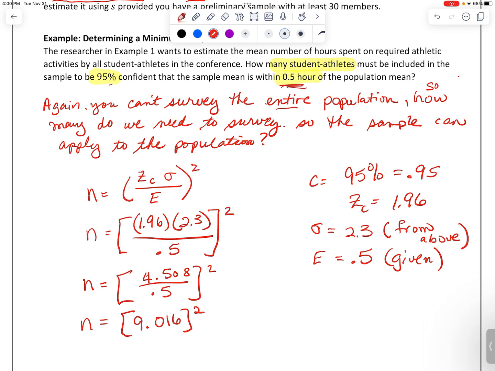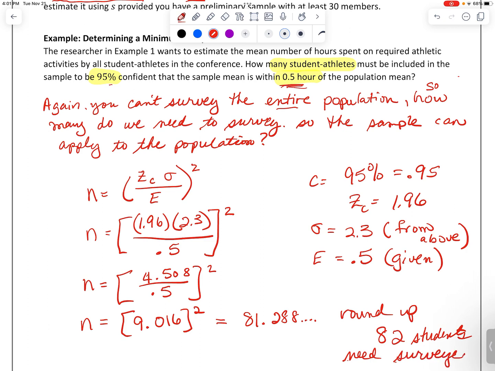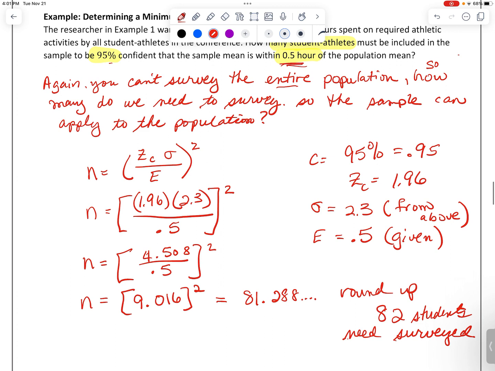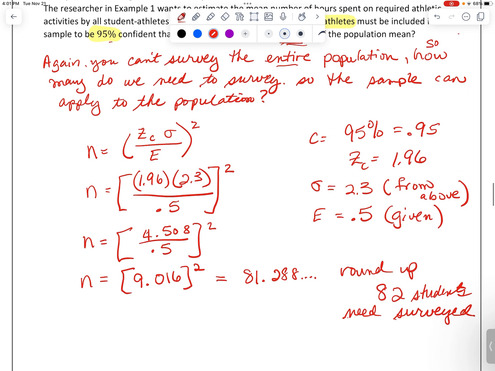9.016. And then finally, if I square that, I get a long number. So I get 81.288 blah, blah, blah. Remembering that we're always going to round up. So I'm going to round up to 82 students need surveyed. 82 students needing surveyed.